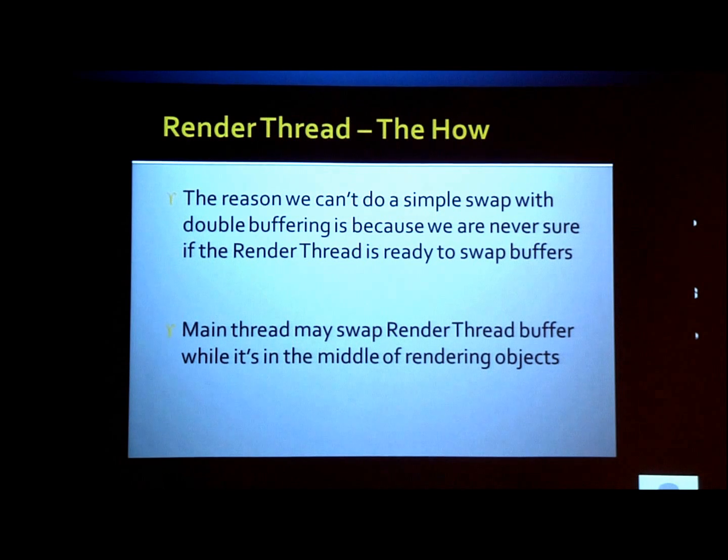Oh, and this is kind of important. The reason that we can't just do a simple buffer swap when we're using double buffering, because it seems intuitive that it might work, that you have one writer buffer and one reader buffer, and you can just swap them. The problem is that if the main thread is doing the swapping of these buffers, it never knows if the render thread is actually ready for the buffer swap to occur. And that's why with the double buffering, we end up with that sync, because the render thread, if it's not ready, you could be swapping, and it could be in the middle of drawing things, which would be bad.